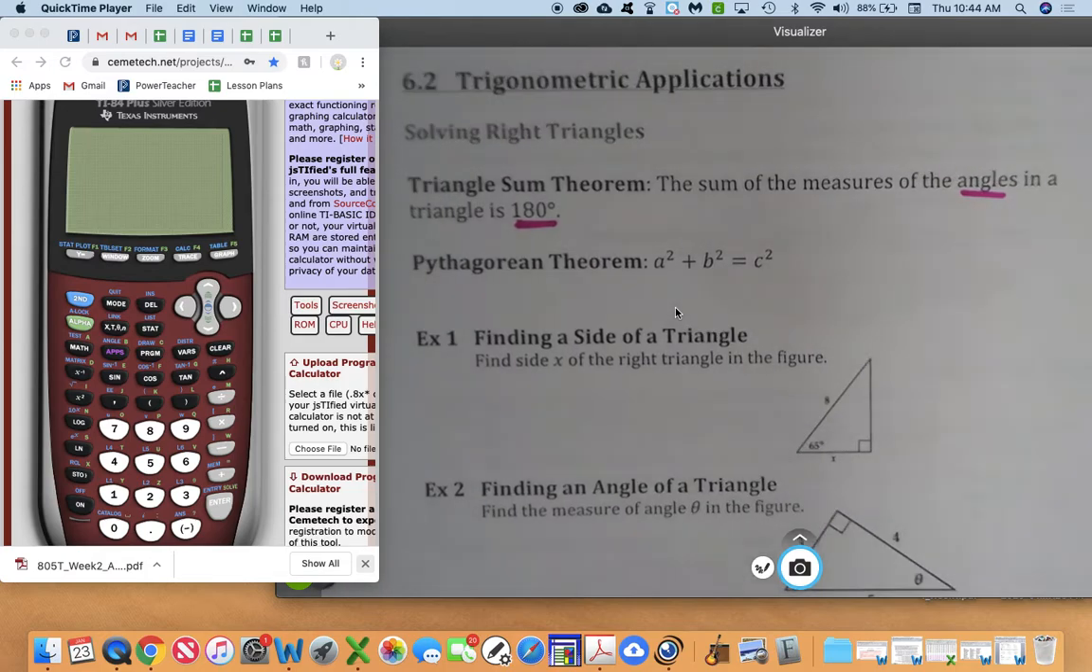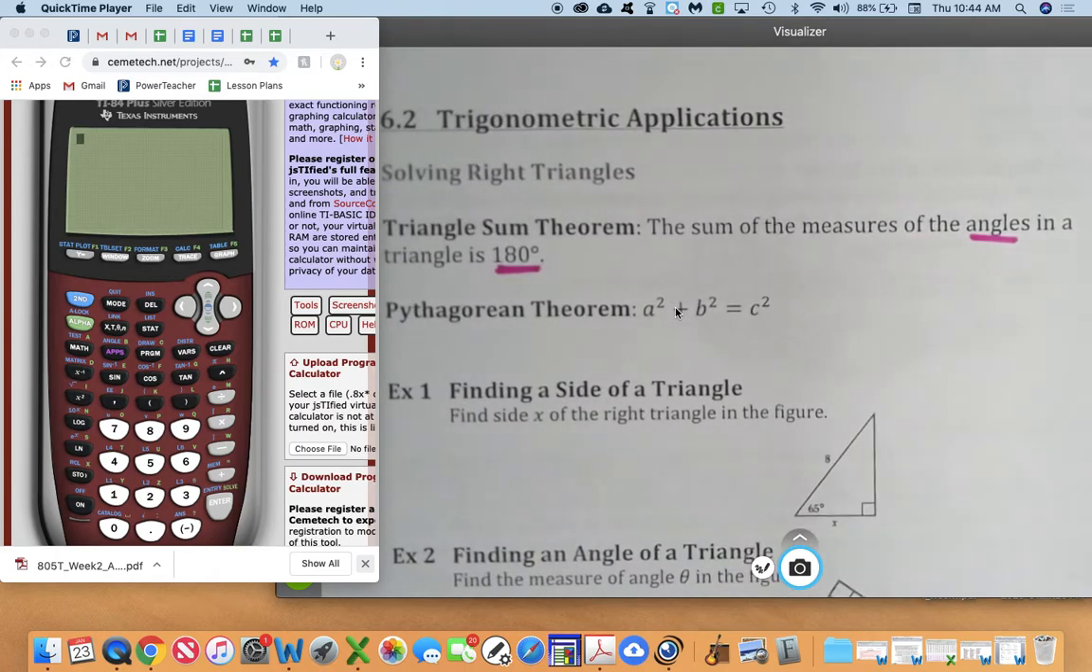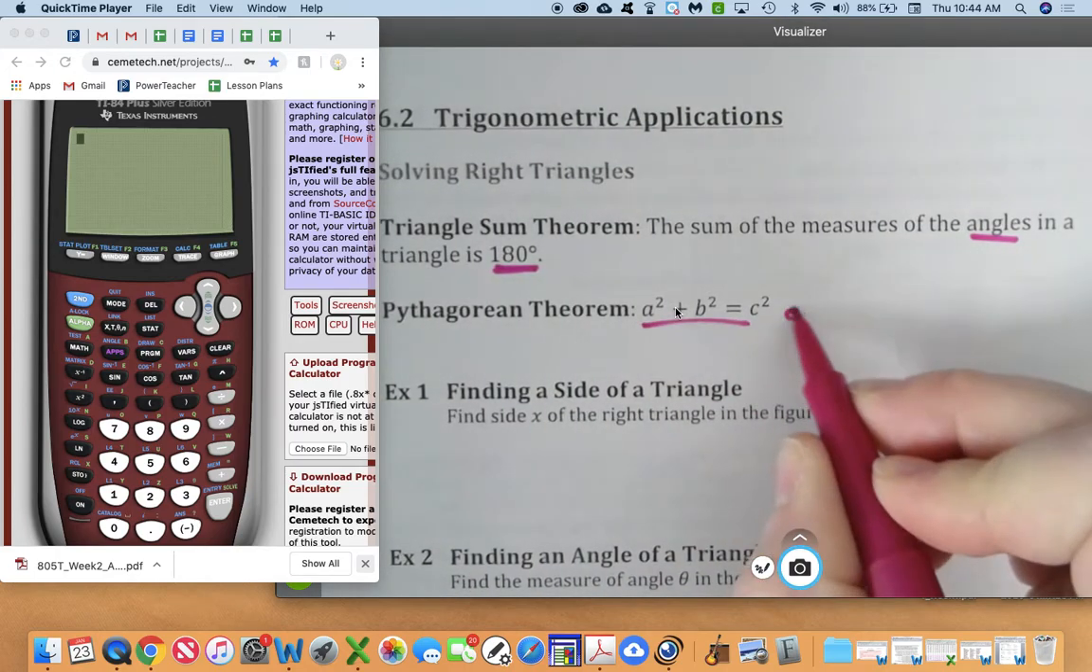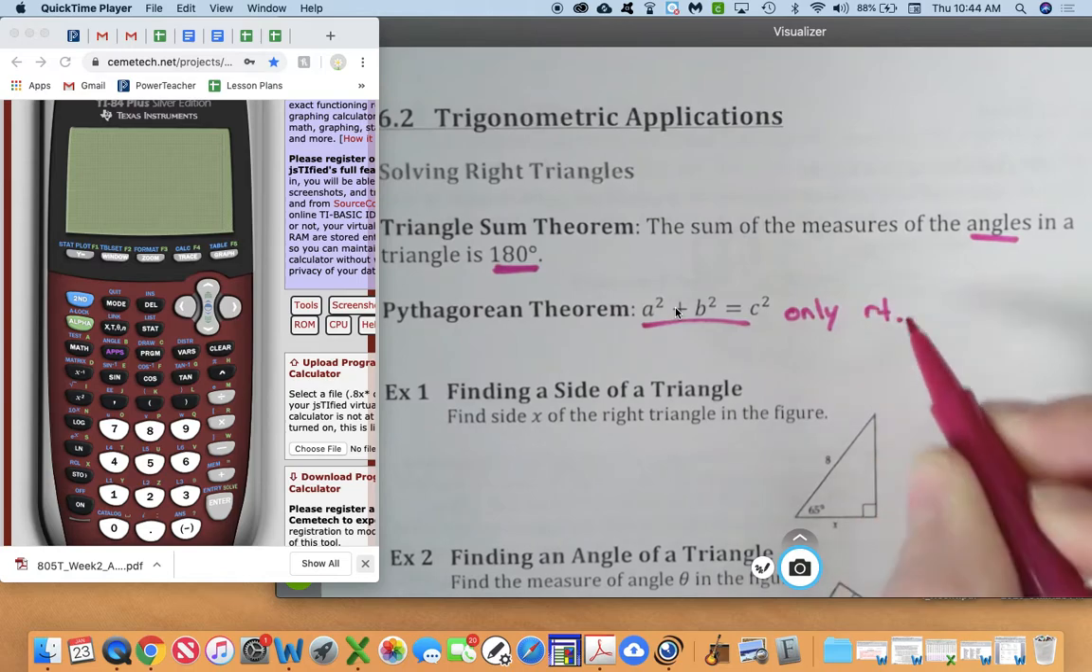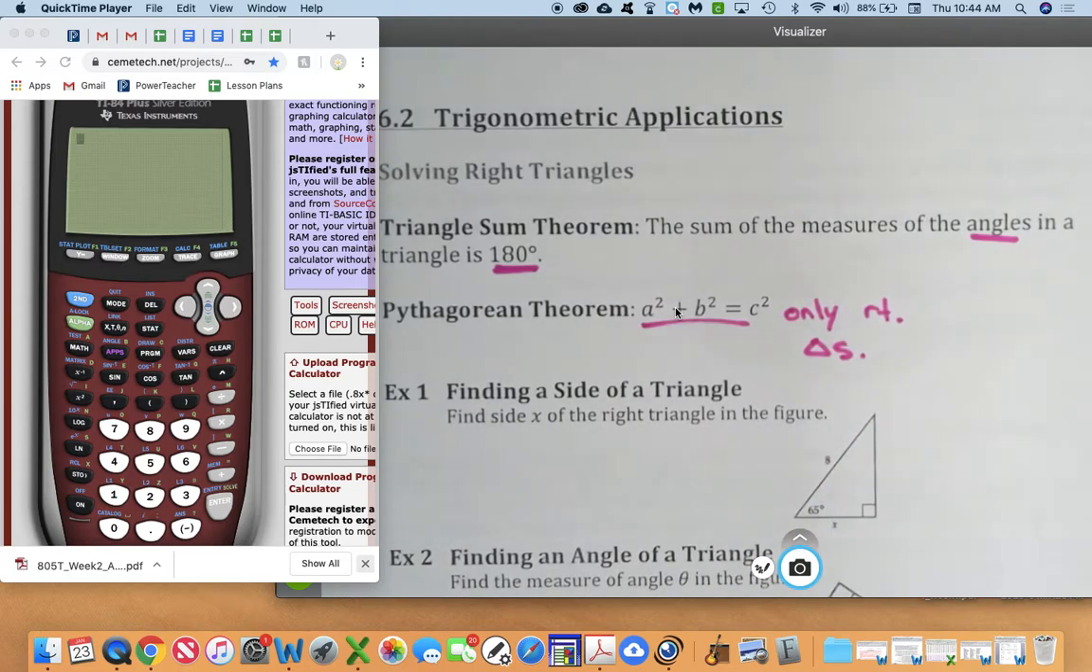Also, the Pythagorean theorem works for only right triangles. For today's lesson, we're only going to be dealing with right triangles. There are no funky weird triangles until we get to the end of this chapter. But for right triangles, a squared plus b squared equals c squared applies. You can use it on today's stuff. I'm going to go fast.